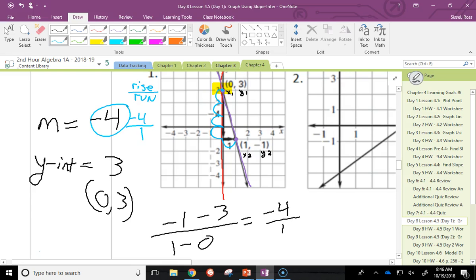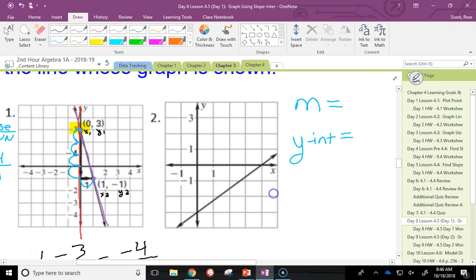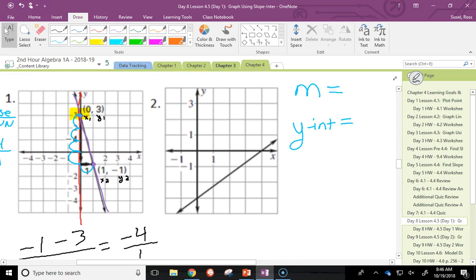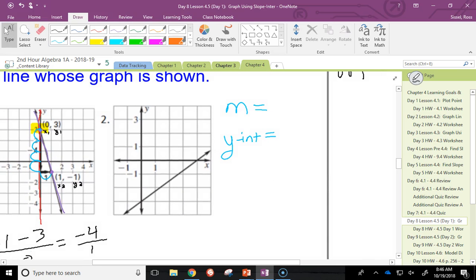Let's look at number 2. And we're going to do it the easy way. I'm going to look for slope and y-intercept. Alright, so the first part, where's my y-intercept?